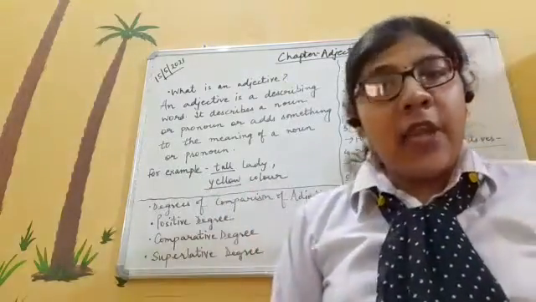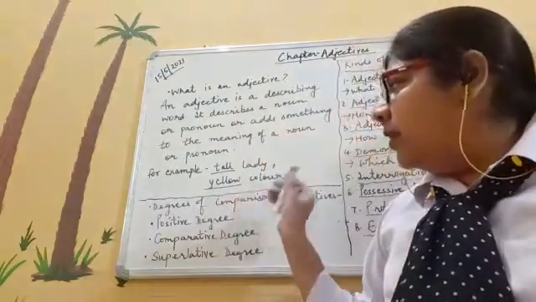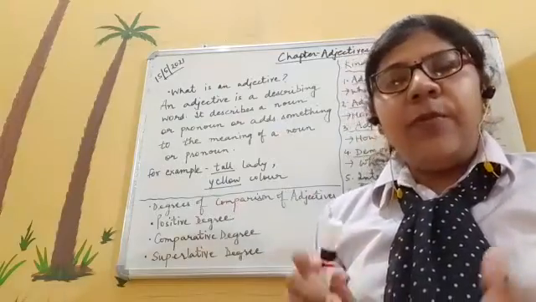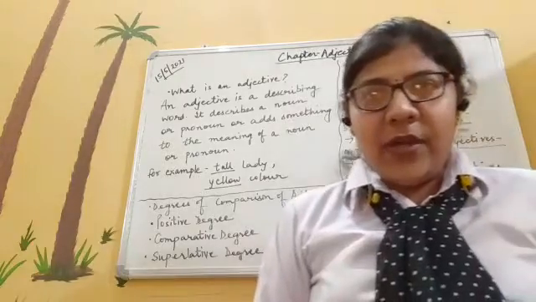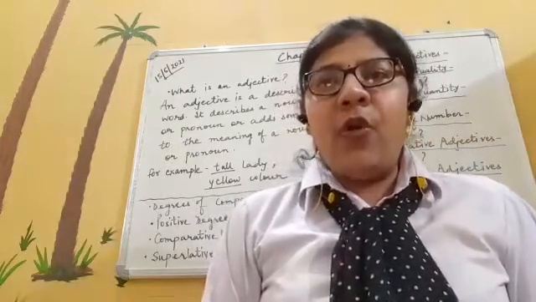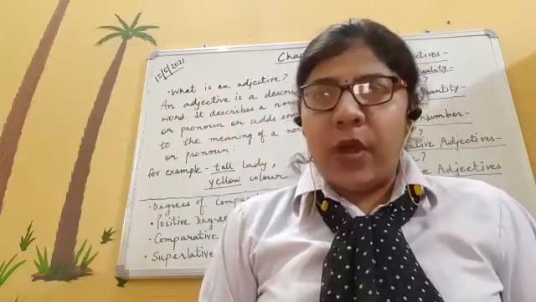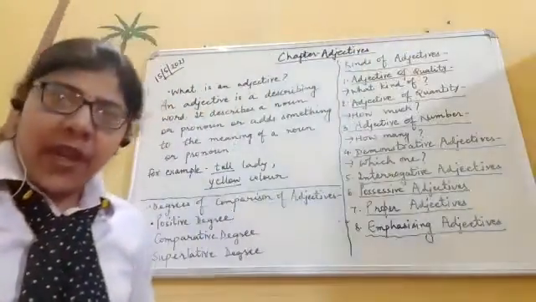Similarly, if I say yellow color, the word yellow is describing the noun color. So yellow is the adjective here. Please remember, adjectives are also called describing words. They describe a noun or a pronoun. They tell us something more about the noun or pronoun. So these describing words are given the name adjectives.